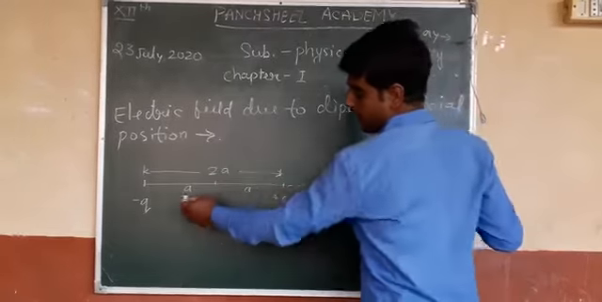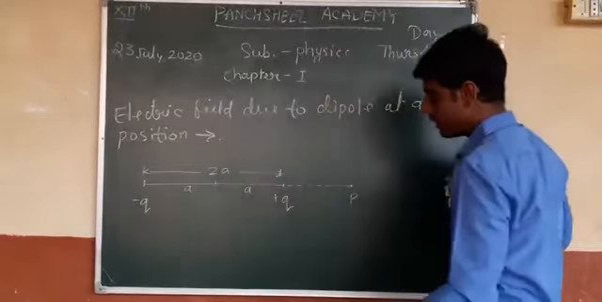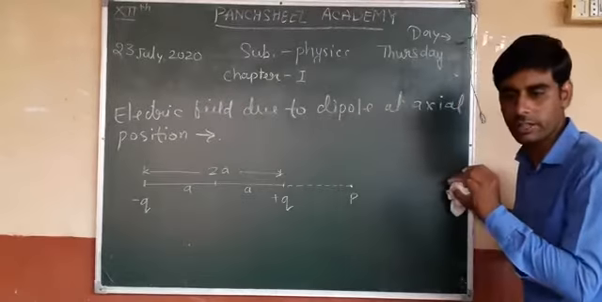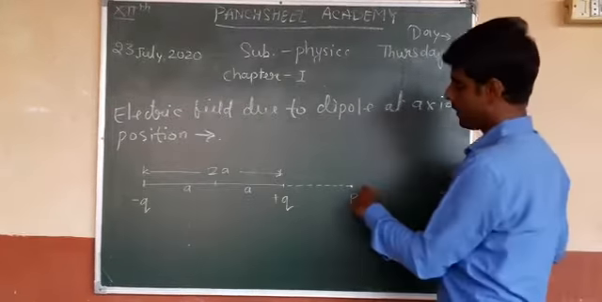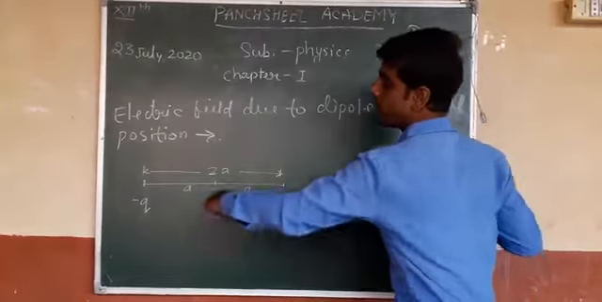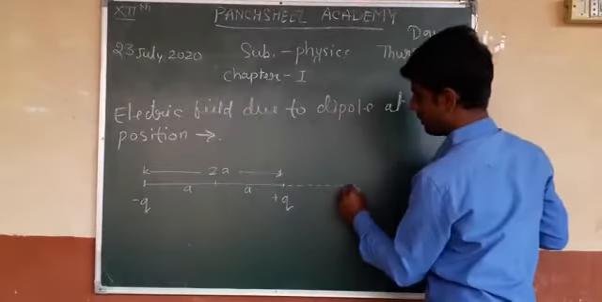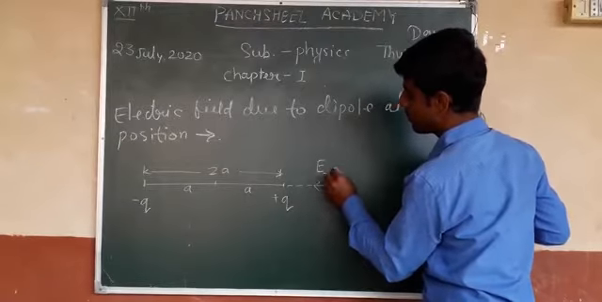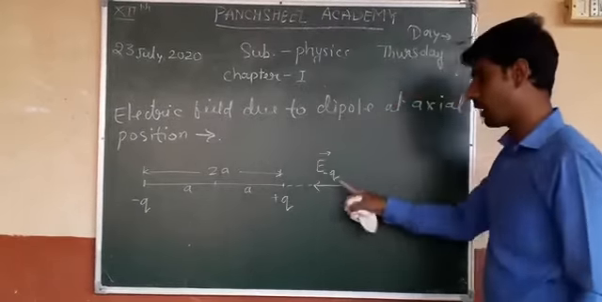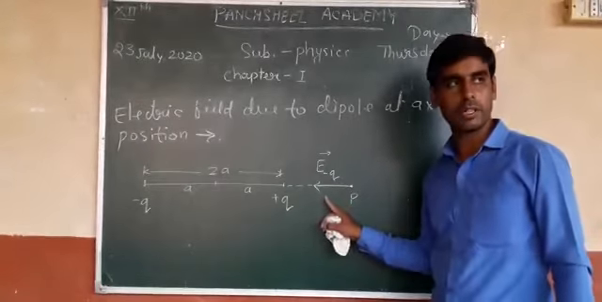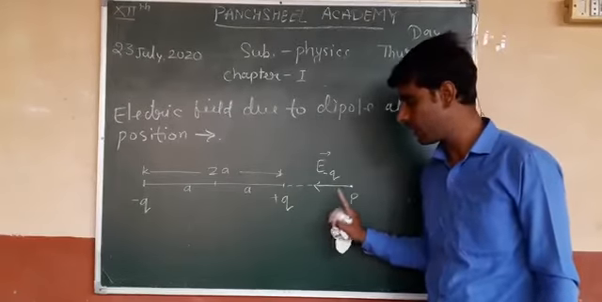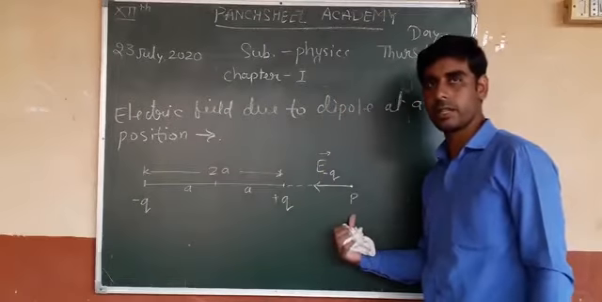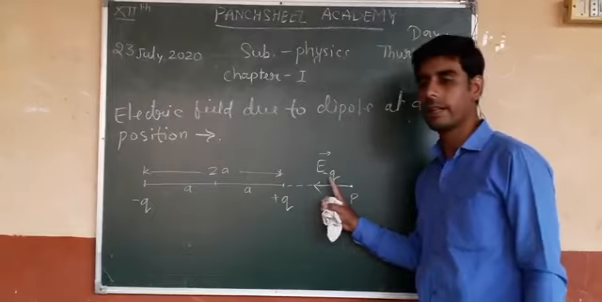So the electric field due to this charge: suppose I place a test charge here at point P. What is the electric field at that point due to the minus q charge? This is the electric field due to the minus q charge. Why did I put the electric field in this direction? Because this is the attractive nature. This is the minus q charge and the plus q charge is here, so the electric field is in this direction.